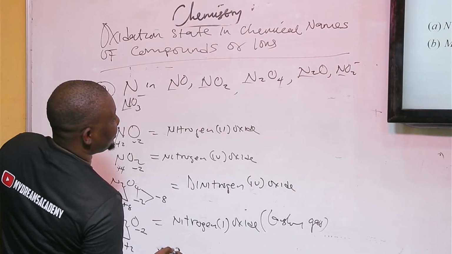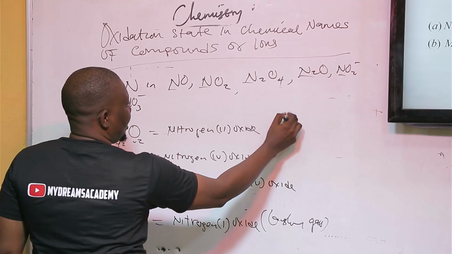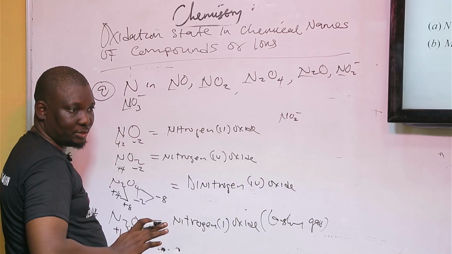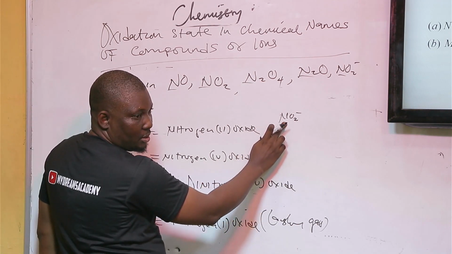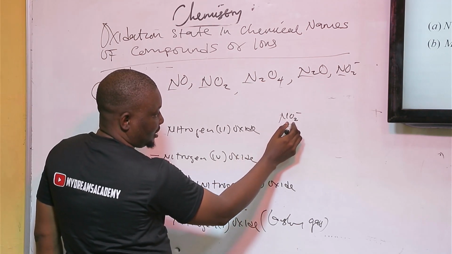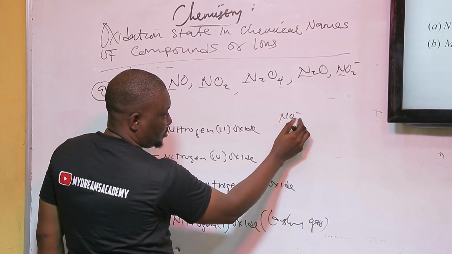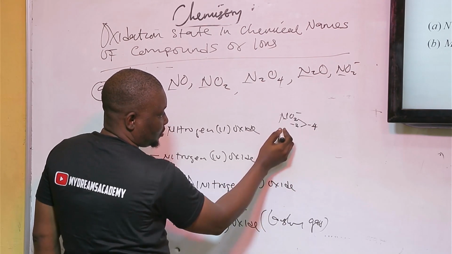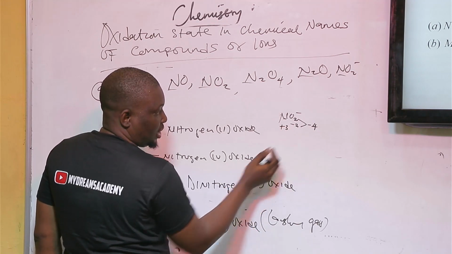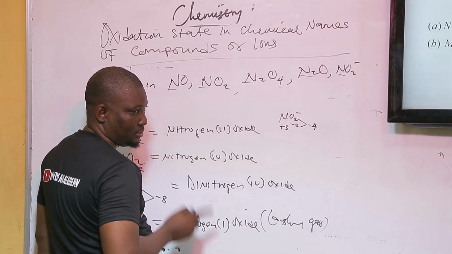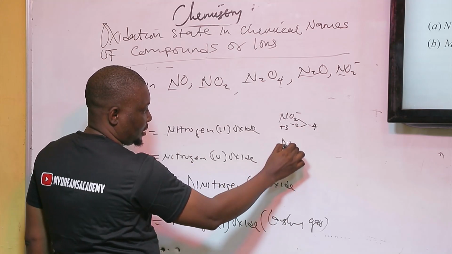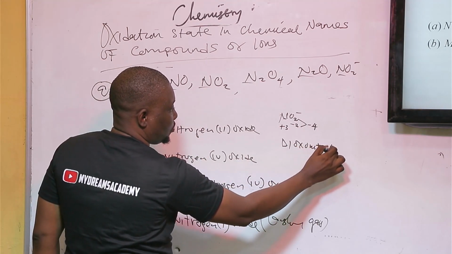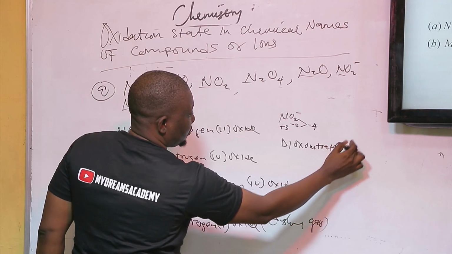The last ones: we have NO2 minus there. This time this is not just a compound, this is a molecular ion, so be very careful with this one. Oxygen is still minus 2, so two oxygens give minus 4. What will N be? If you add, you have minus 1, so it's plus 3. How do you name it? Don't start with nitrogen, start from the last. So you have dioxonitrate(III) ion.